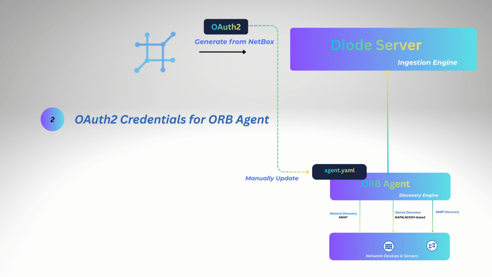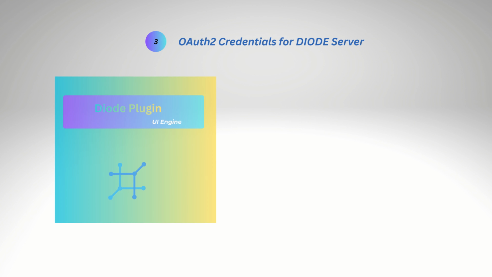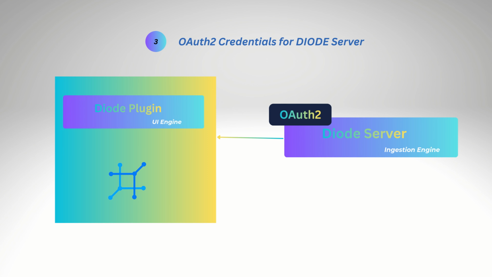And the third type is again an OAuth2 credential, used by the DIODE server to talk to the NetBox API. You don't manually create this. When you run the DIODE installation script, it automatically generates these credentials for you. Alright, now we have the credentials set up. Let's see this in action.